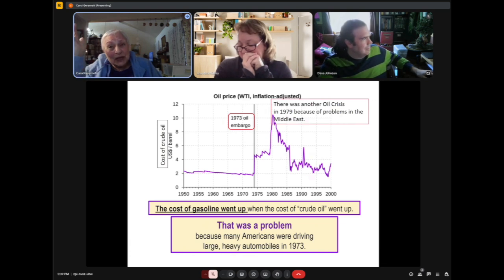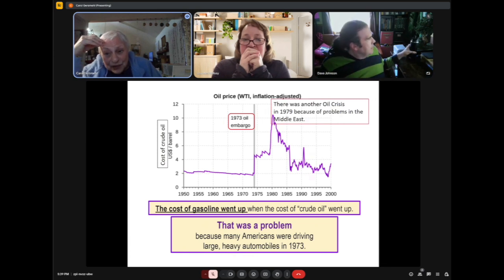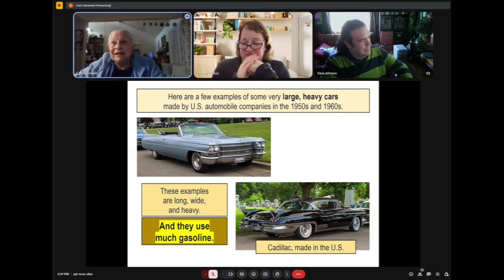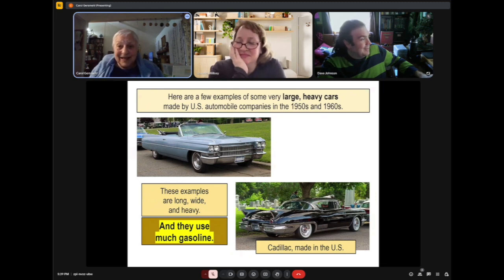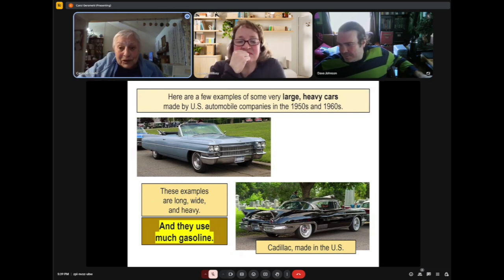Cars had gotten bigger, they'd gotten heavier, they went more than 45 miles an hour. So, this is to show you a couple examples. Yes, indeed. When I was young, everybody thought these were really cool. These are Cadillacs. They're really heavy and really long and really wide and could go really fast. And they use a lot of gasoline. Well, Americans were used to having bigger cars, and suddenly they were interested in smaller cars.